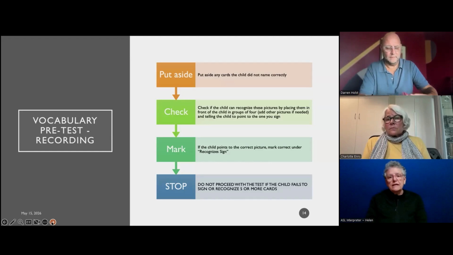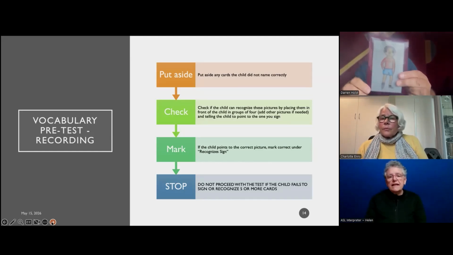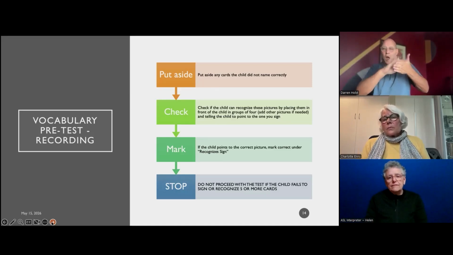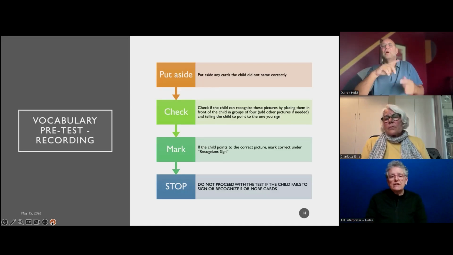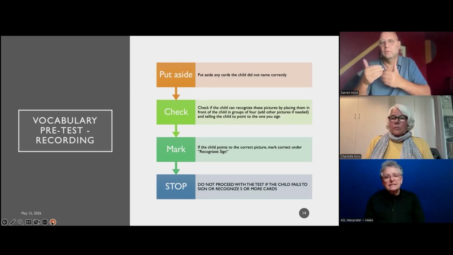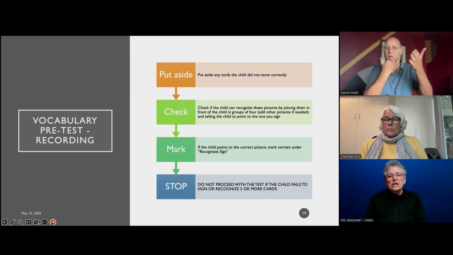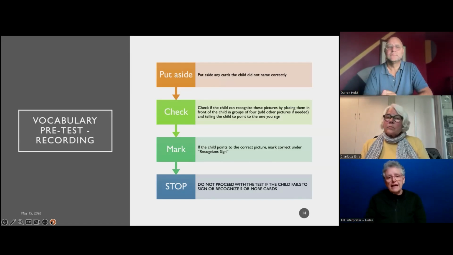Let me give you an example of what I mean by that. Like this picture. It's a picture of a boy, but if the child said father, you would mark that wrong, and you would write in the note to say that the child said father, and then you would set that card aside. And then later, when the test was done, you would lay out a variety of cards, and you would sign boy and have the child look through the pictures and see if they could identify the picture of the boy, to see if they could recognize the sign. And that's how you would proceed with the cards that the child made errors on. So if you've checked it off and there are more than 5 errors, then they can't proceed with the actual test.